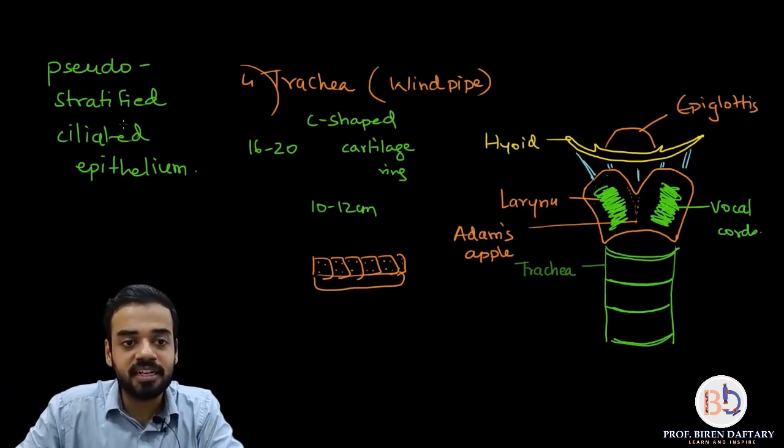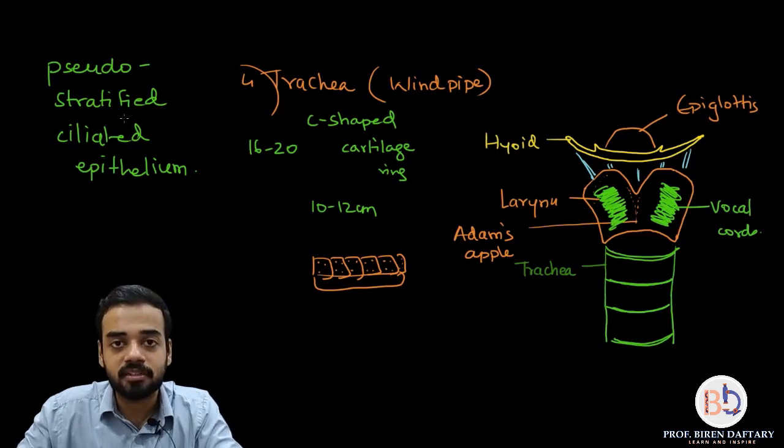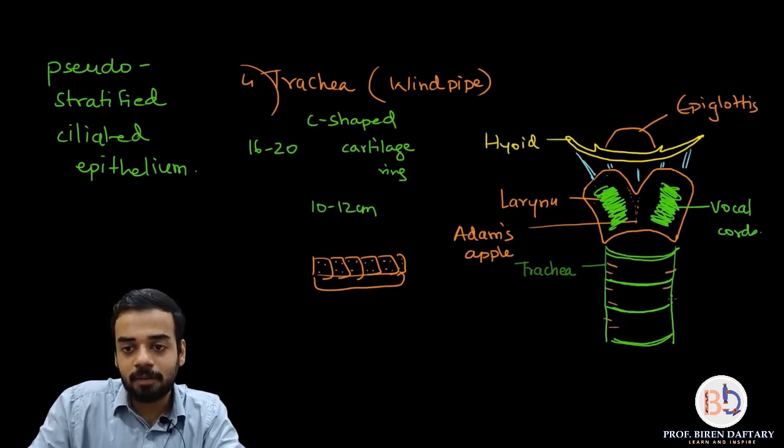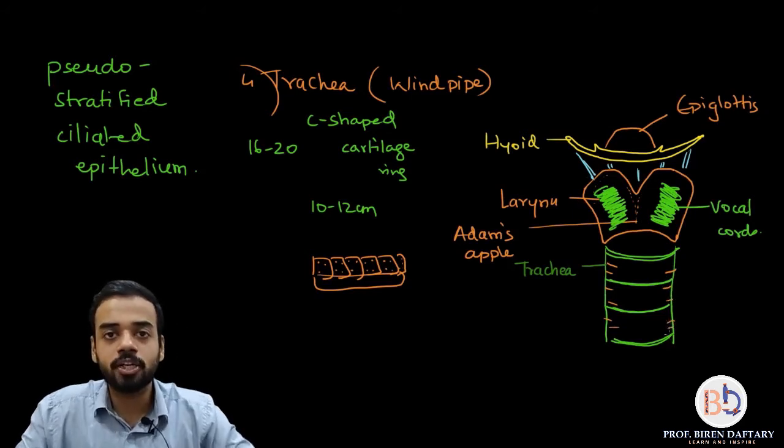Why is the word ciliated used over here? Because cilia are present. I guess everybody knows what cilia are. Cilia are hair-like processes which will be present inside, and they help in movement. So what do you need to move in the trachea?